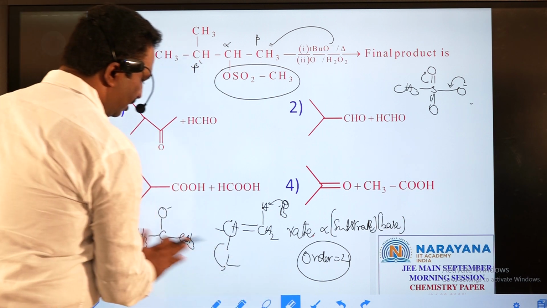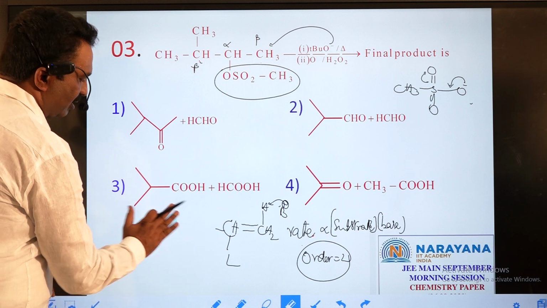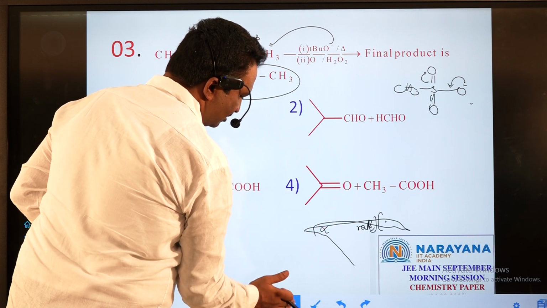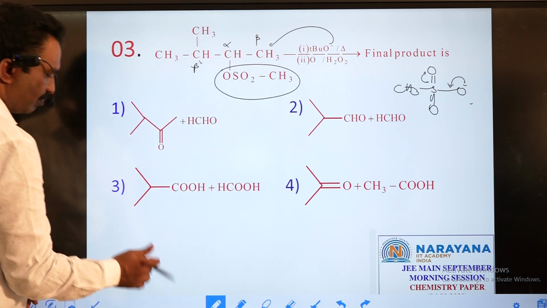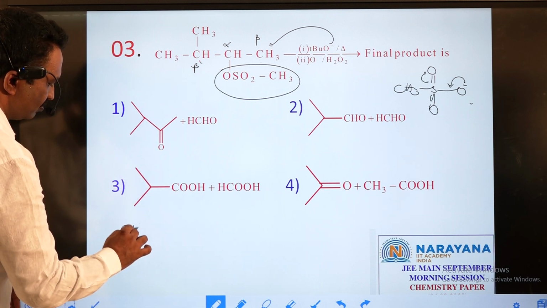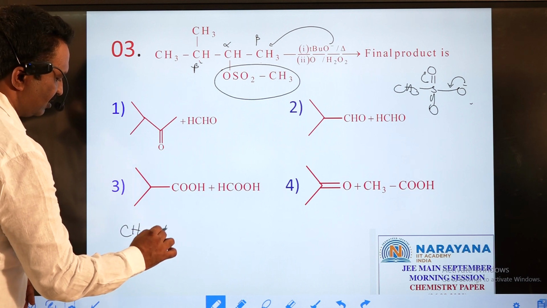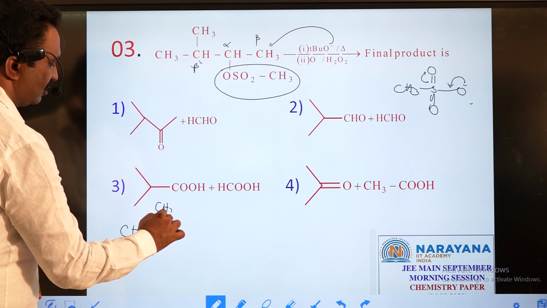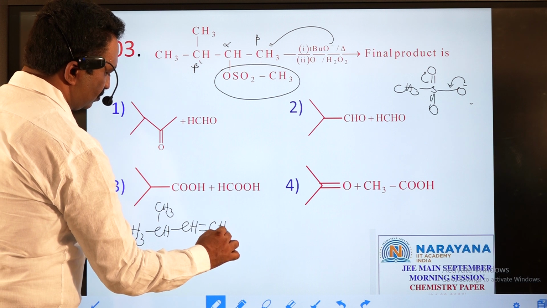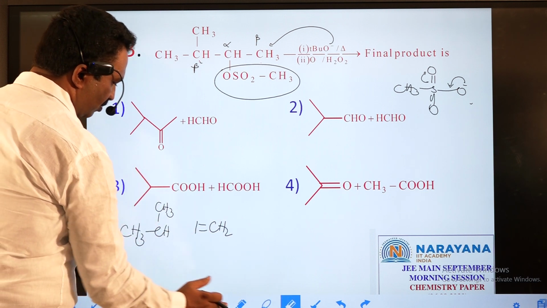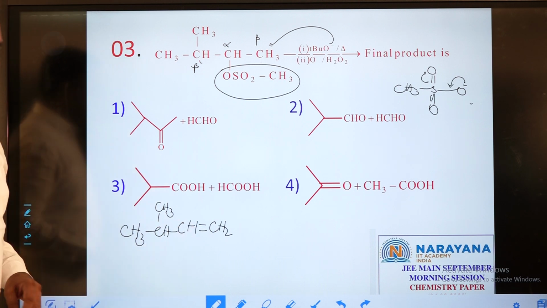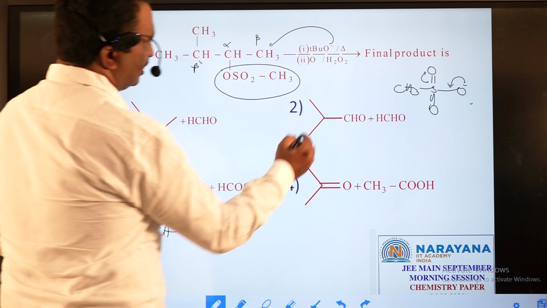So let me proceed to the first intermediate, that is, the first step of the product obtained. The first product obtained in this case is CH3, CH3, next CH double bond CH2. Like this, ozonolysis. Here there should be O3.